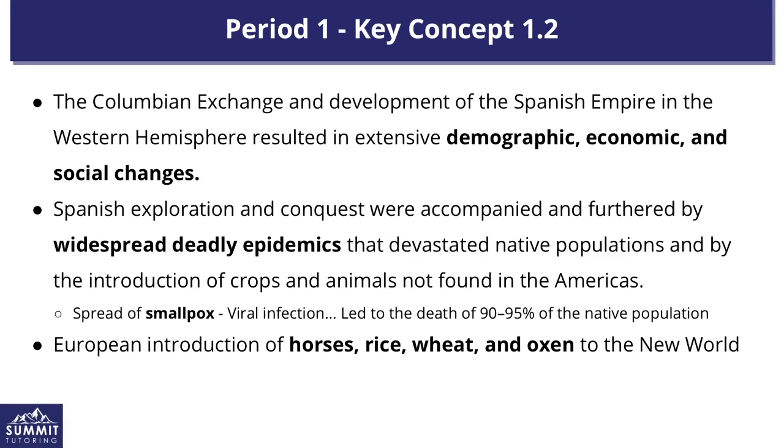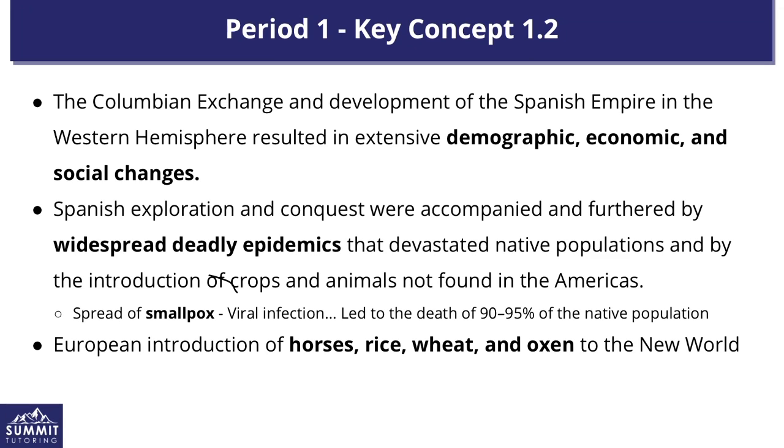So the Columbian Exchange and the development of the Spanish Empire in the Western Hemisphere is going to result in a lot of changes. We're going to see some demographic changes, some economic changes, and social changes as well. And those explorations are accompanied by the widespread deadly epidemics that we're going to see.